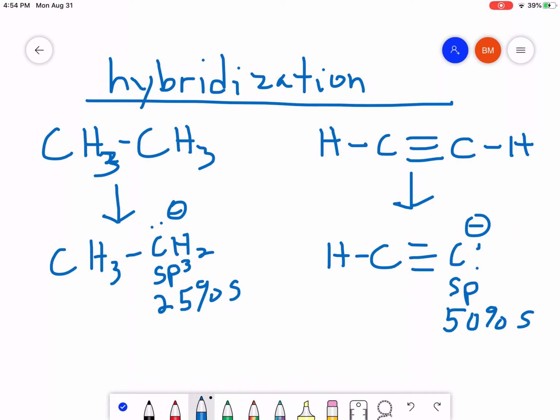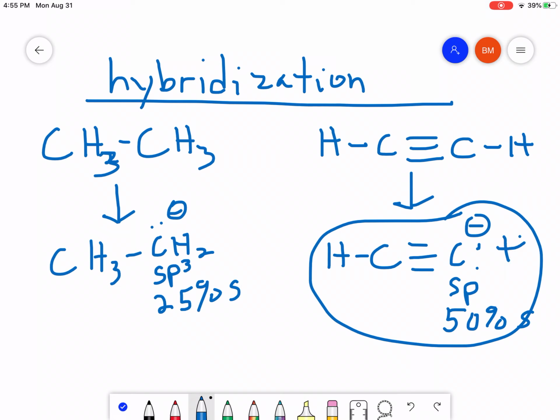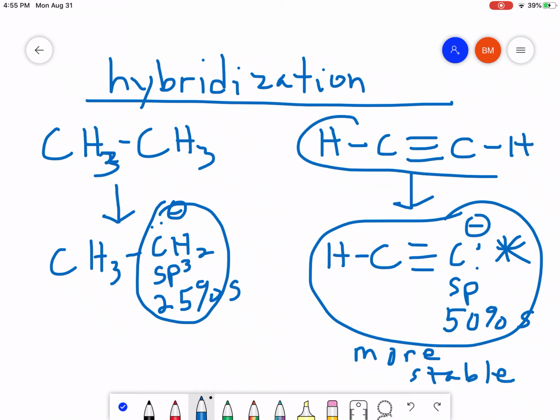So bottom line, electrons that are closer to the nucleus are happier than electrons that are further away. That means the electrons that are in the sp hybridized orbital right here are happier than the electrons that are in this sp3 orbital. That means this guy is going to be more stable, and overall, this one is more acidic. So yeah, you can see there's a lot to process with that one. There's a lot of little different things to consider.